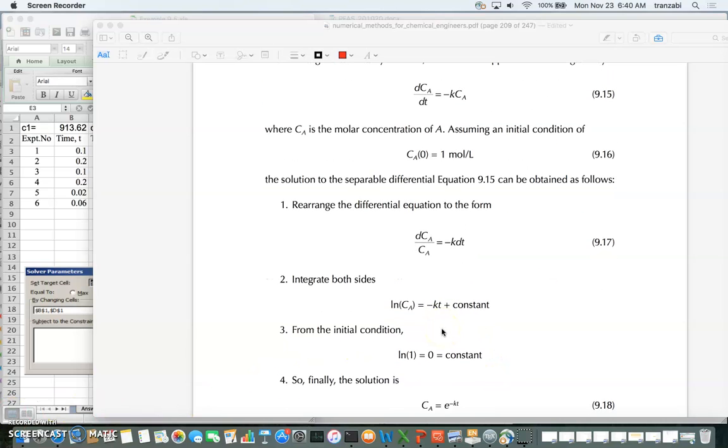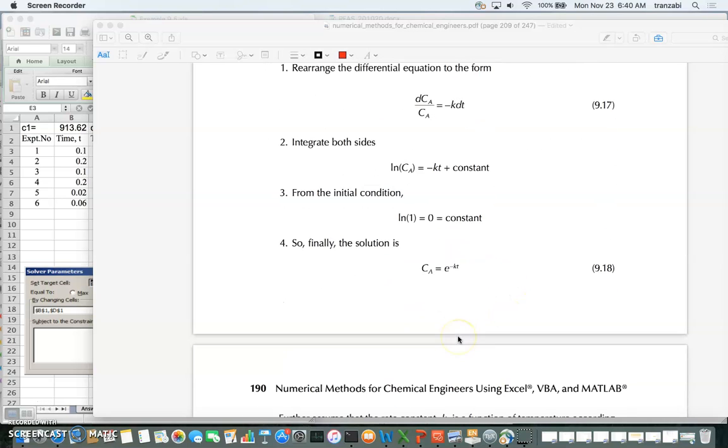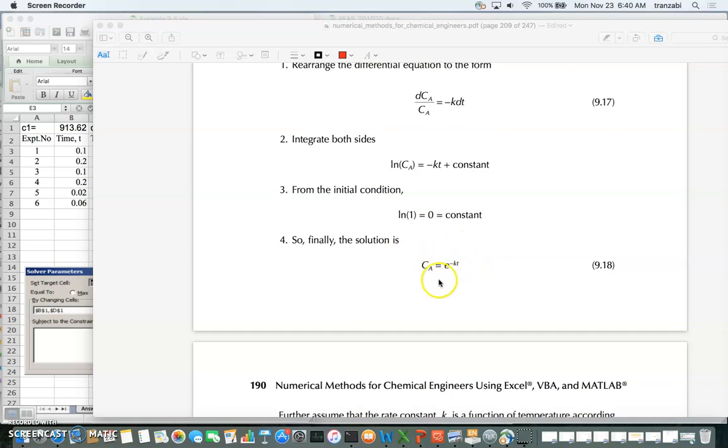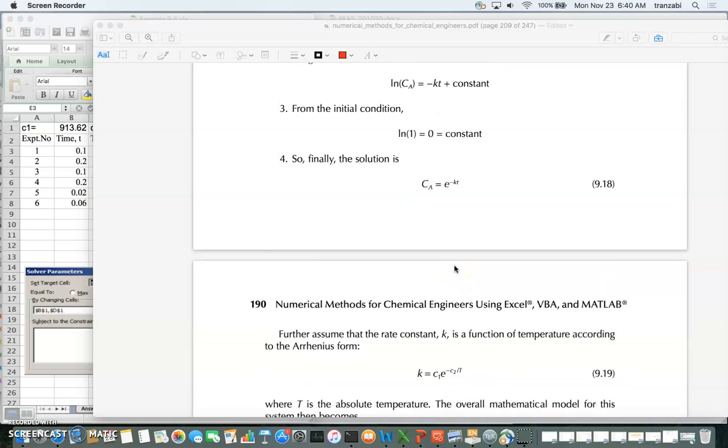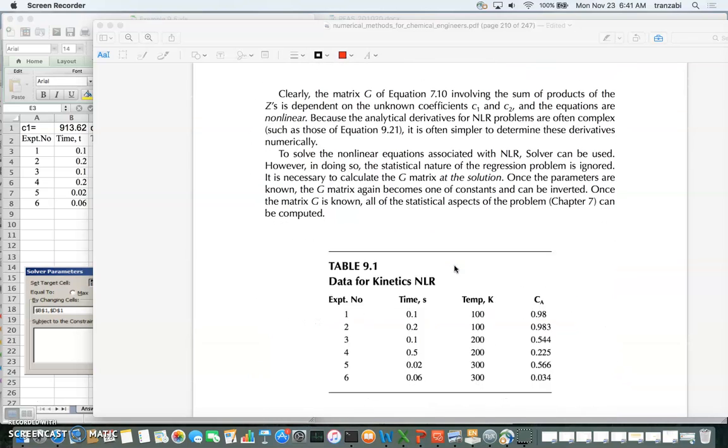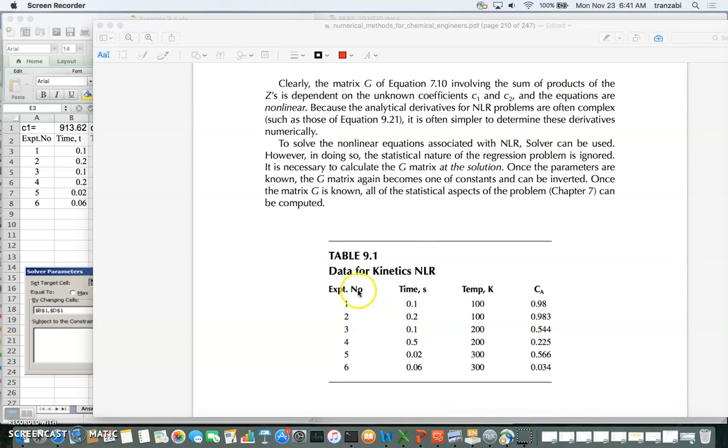We found the exact solution, which was like this. We use the initial condition, and we found that the exact solution looks like this. But we also talked about in the lab, if you really want to measure k, the rate constant, you have to do experiments. And by doing so, you get a table like this, where you have the experiment number, the time at which the concentration was measured, the temperature, and the concentration.